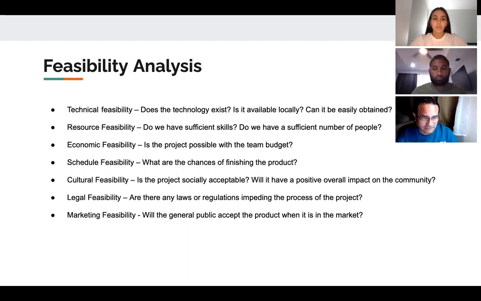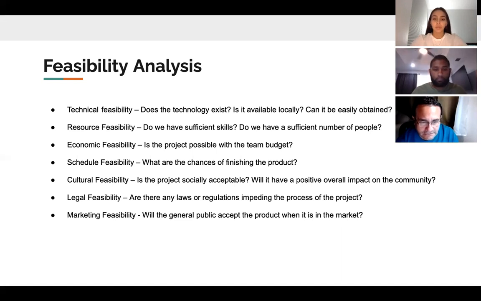Next, we have resources feasibility. Do we have sufficient skills? Do we have enough people? Then we have economic feasibility, which is, do we have enough money to carry out the project? Then we have schedule feasibility, which is, do we have enough time to do the project and to figure out new things? Then we have cultural feasibility, which is, will the project be socially accepted? And will it have a positive impact on the people locally and globally?